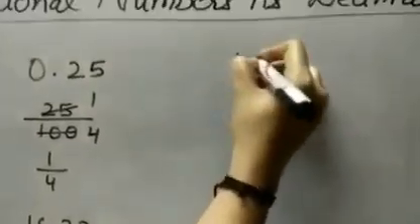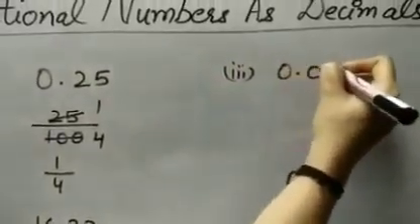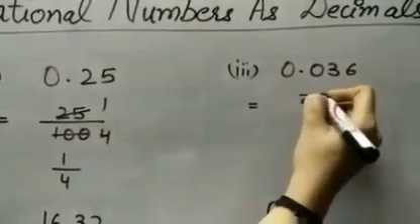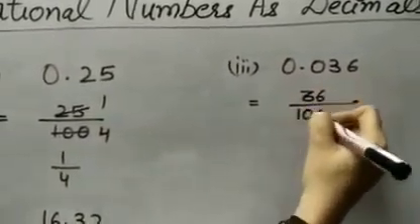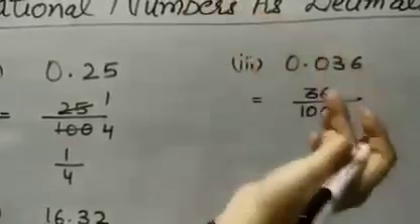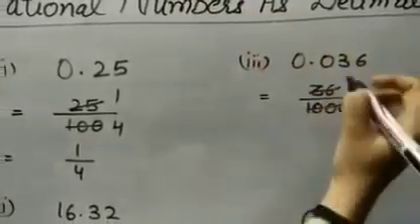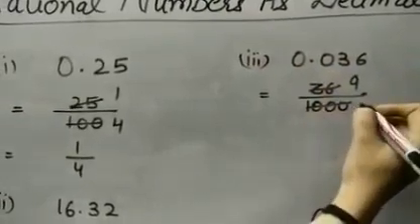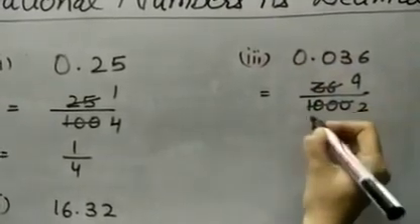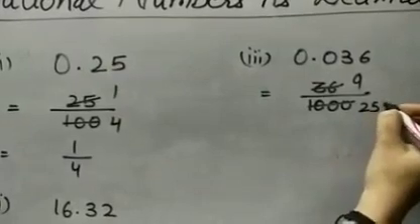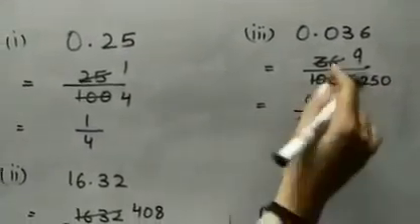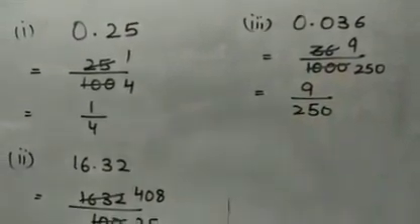Third example, 0.036. How many digits after the decimal? 3. So we are going to have 1000 in the denominator. You can start with 2, 4, whatever. I am going to divide both 36 and 1000 by 4. 4 2s are 8, 4 5s are 20, 250. Now 9 and 250, their HCF is 1, so this is in standard form.